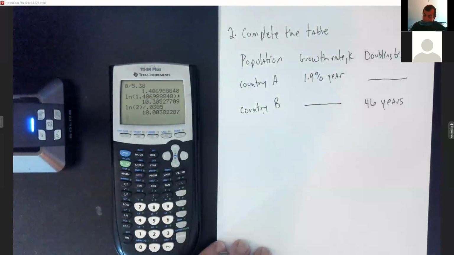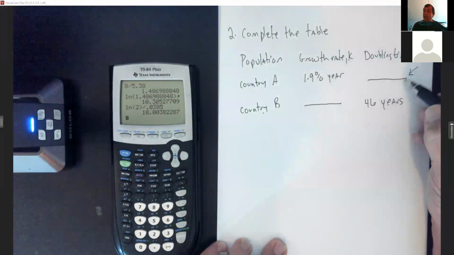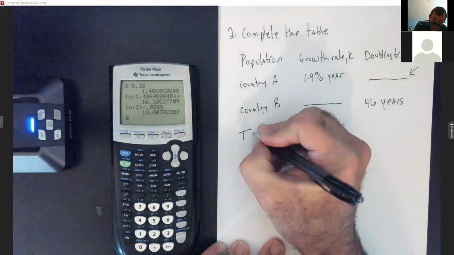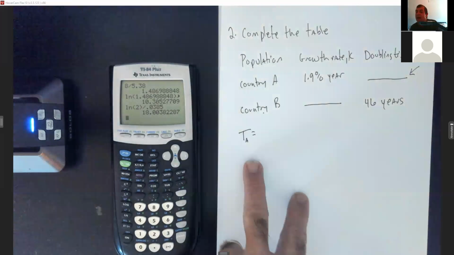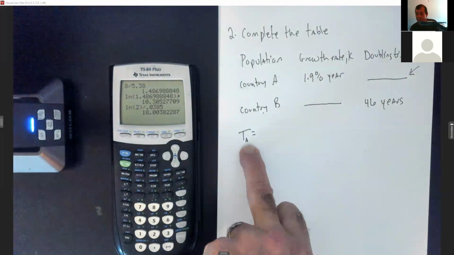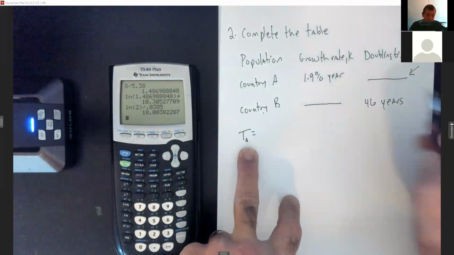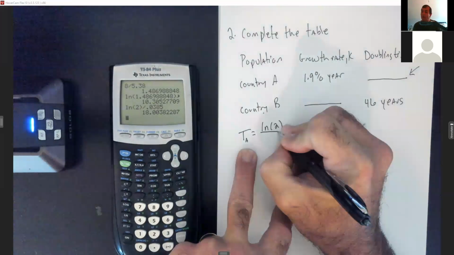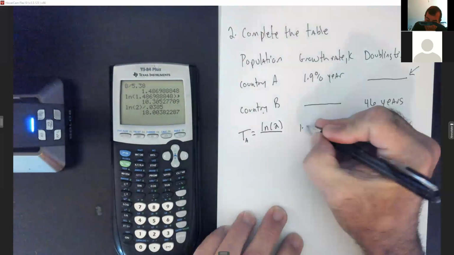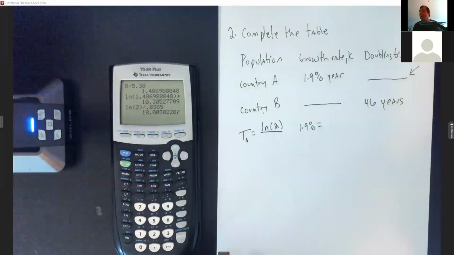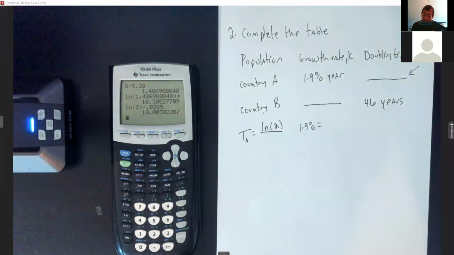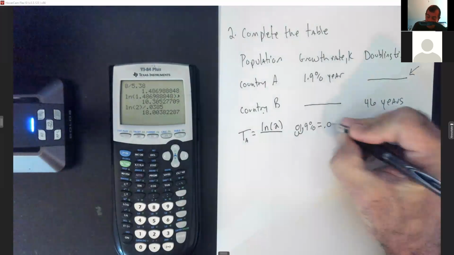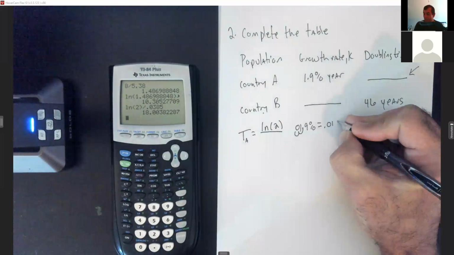So I guess I'll find the doubling time first for country A. Remember, the doubling time is a capital T, and I'm going to put a little a under there because I'm finding the doubling time of country A. So that's going to be ln of 2 divided by my growth rate. But remember, my growth rate is 1.9%. Y'all need to turn that into decimal form by moving the decimal left twice. So we get 0.019. There you go, and that's what you're going to put into your formula.